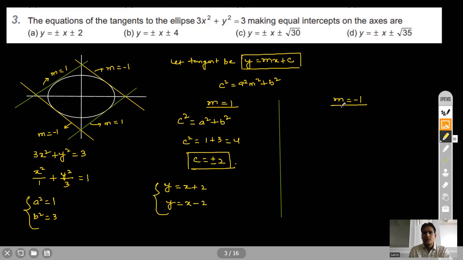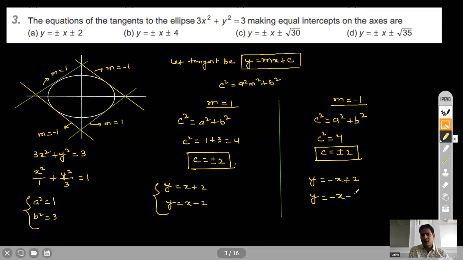And when I consider m equal to -1, our c² will again be equal to a²m² + b², where m² will be 1 only. So this will be a² + b². Okay. So c² will be equal to 4, and the value of c will be equal to ±2, right? And so in this case, what will be the equation? m is -1. So it will be y = -x + 2, or y = -x - 2. Okay. So these are the possible equations of tangents which are making equal intercepts on the axes, right?